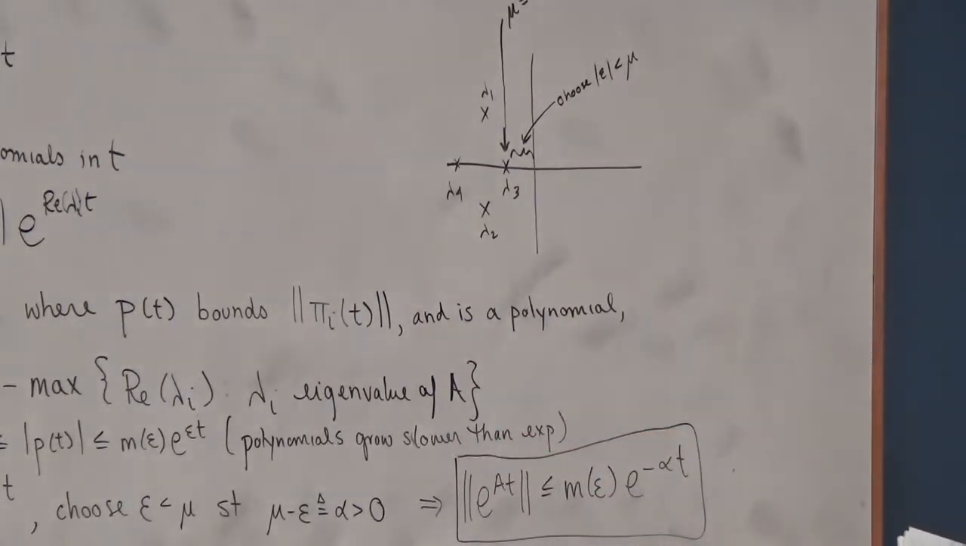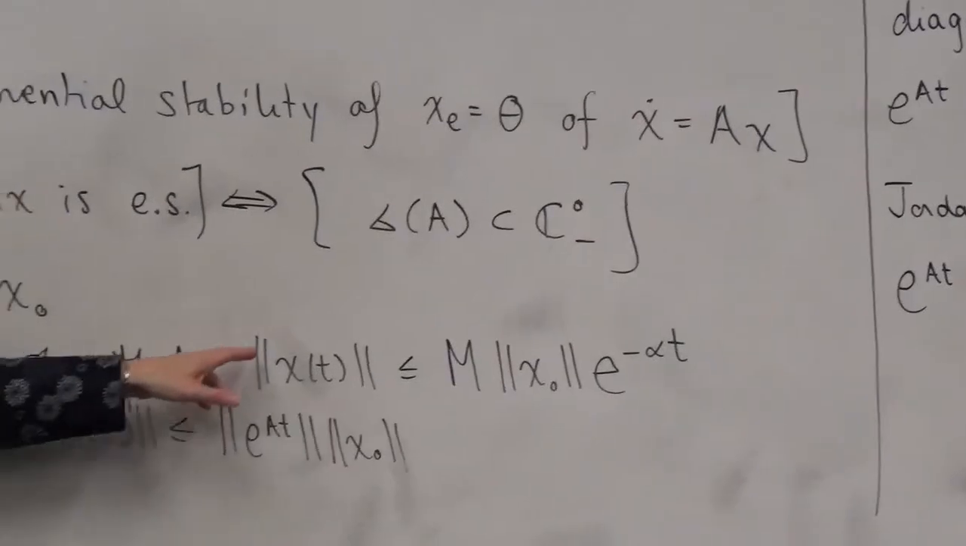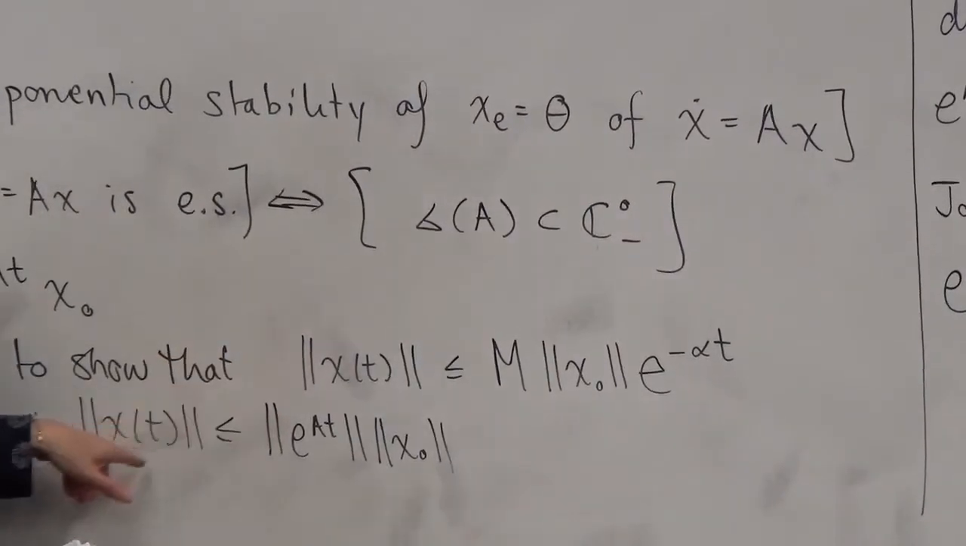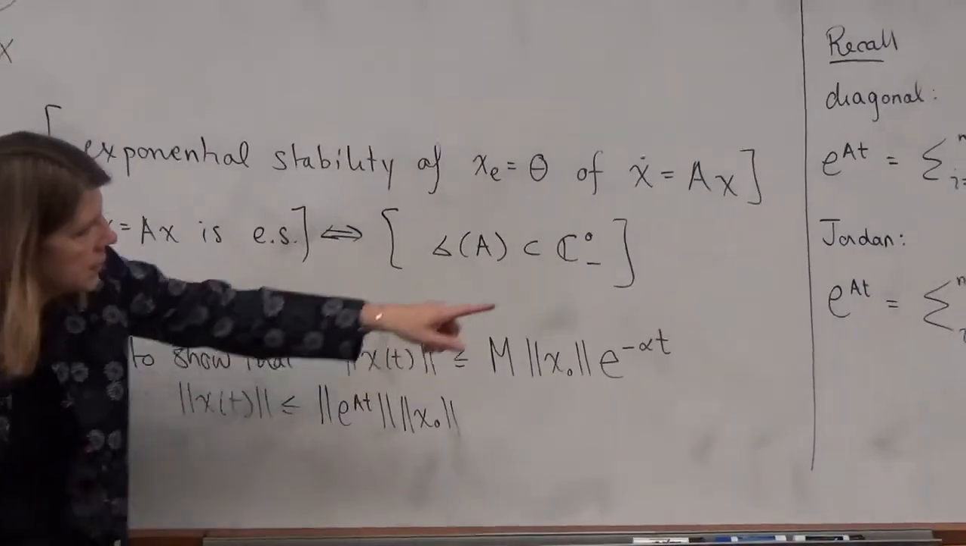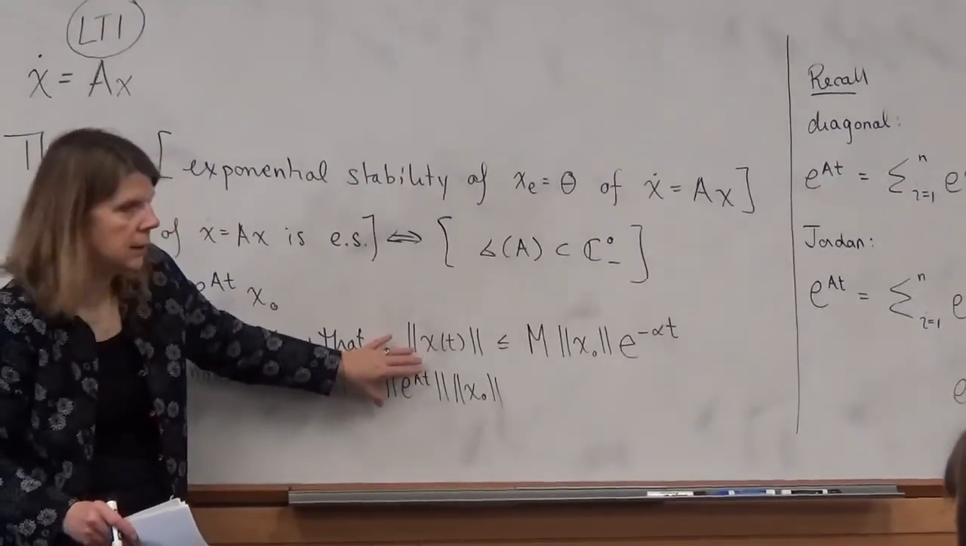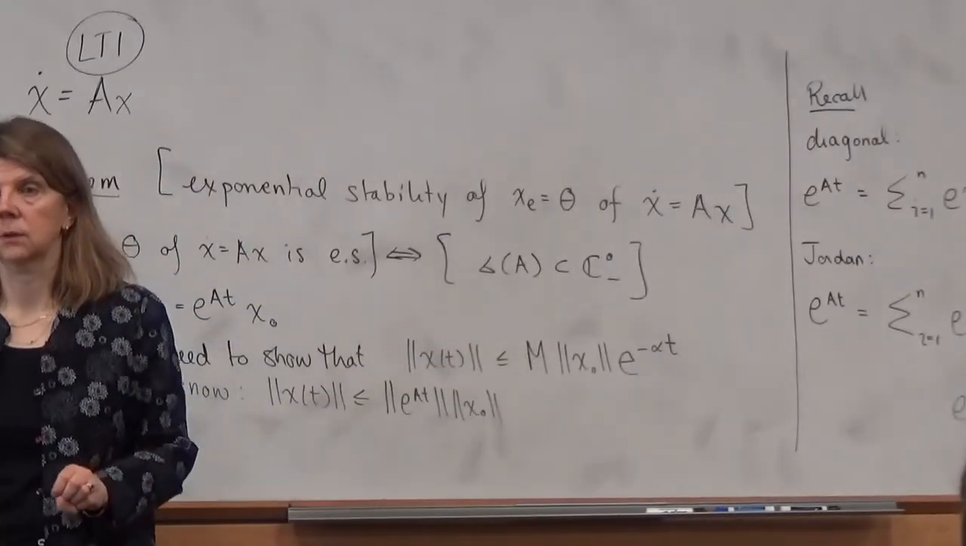So going back to where we were over here, we needed to show that x of t is bounded above by a decaying exponential, because we know that the norm of x of t is bounded by this. Now, if we just take our bound on the norm of e to the at and plug it in, we've got the decaying exponential bound that we wanted.